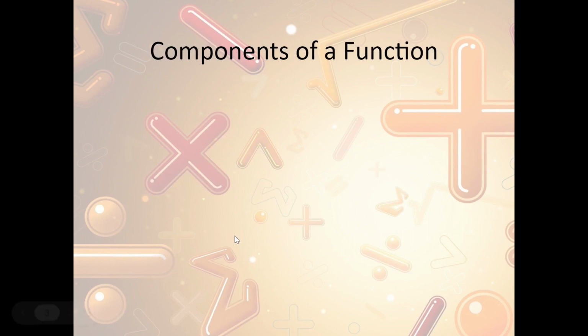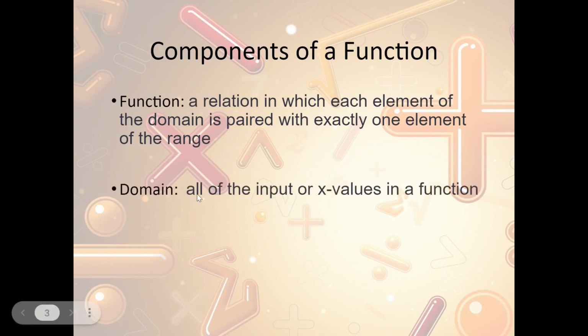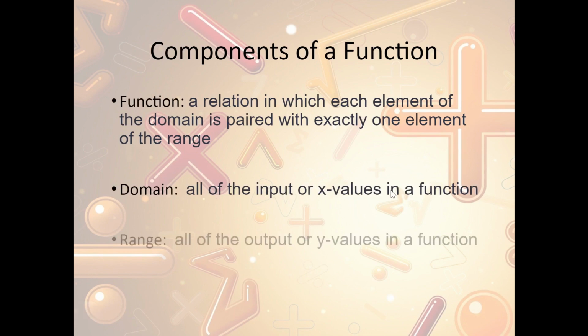Now let's talk about the components of a function. A function is a relation in which each element of the domain is paired with exactly one element of the range. The domain is all of the input or x values in a function. The range is all of the output or y values in a function. Therefore, it is a function, meaning that for every x, there's exactly one y that matches it.